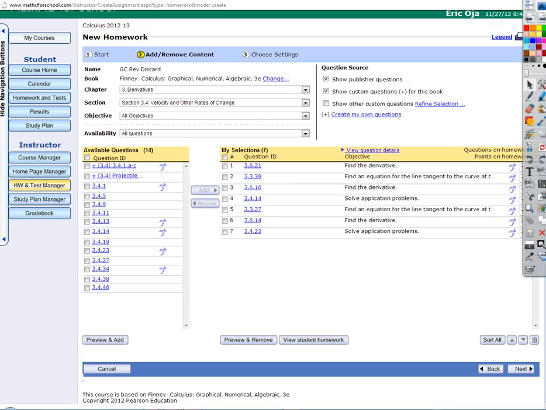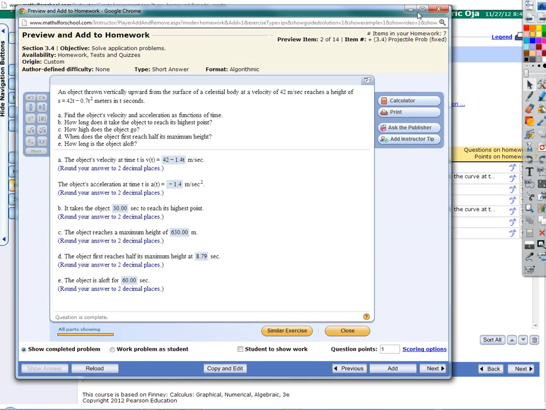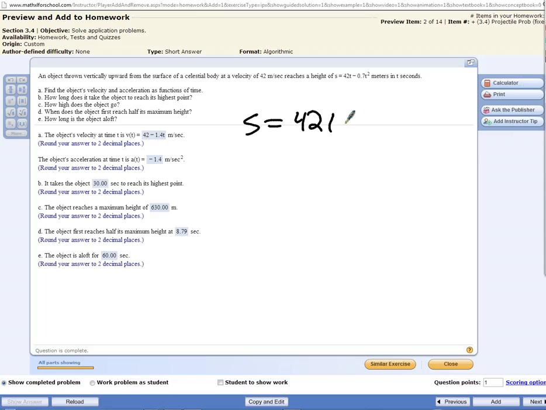Is this the one? Projectile motion? I think this is the one you're talking about, right? Okay. All right. Well, let's just talk about it. We won't be able to get through the whole thing. So we've got this position function here: S equals 42t minus 0.7t squared. Now, it wants to know some things. It says find the object's velocity and acceleration as functions of time.